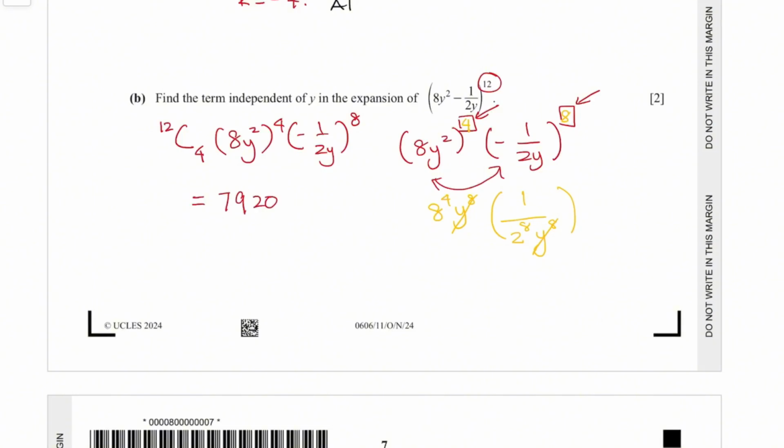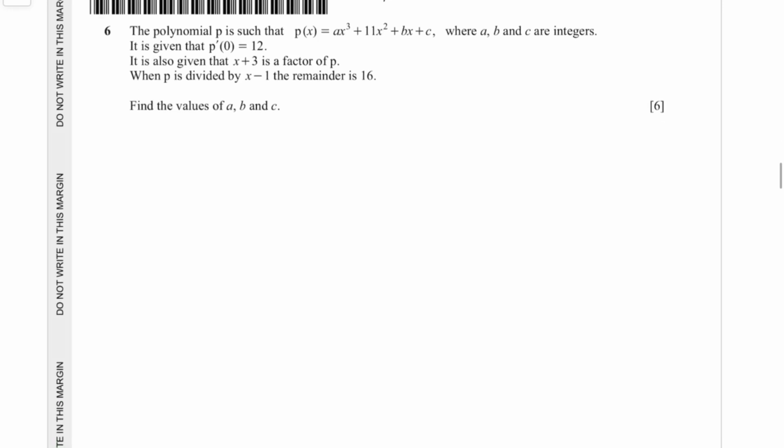How do you get points? You'll get the first mark when you thought about having 8y squared to the power of 4 and 8 with the correct coefficient, which is 12c4 or 12c8. Okay, having this is going to be your first mark, M1. Second mark when you have 7920, that is your A1. Okay, let's move on. Question number 6.